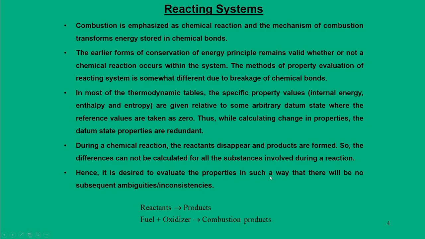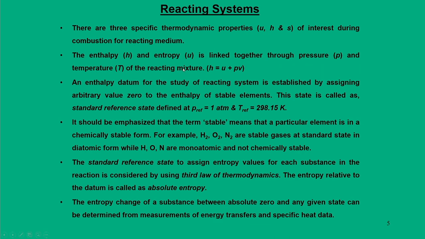So, it is desired to evaluate the properties in such a way that there will not be any subsequent ambiguity and inconsistencies. It means the reference state must be taken into account, and it cannot be any arbitrary state, it has to be a fixed state. Now, how do you do that? For example, in reacting systems, we are mainly bothered with 3 important properties: internal energy, enthalpy and entropy. And of course, if you know pressure and volume, then one of them, either internal energy or enthalpy, is sufficient to calculate the other.